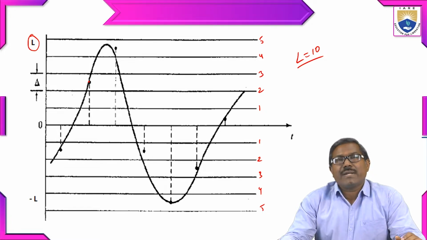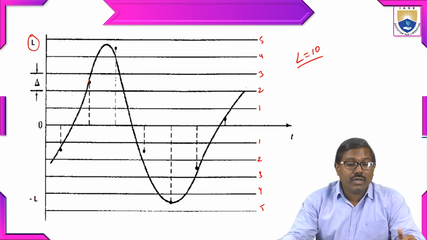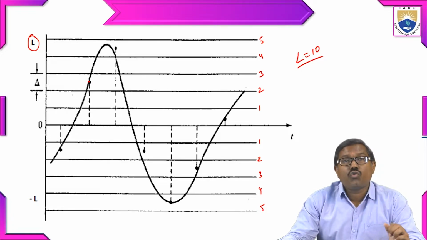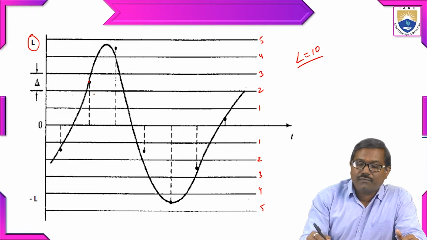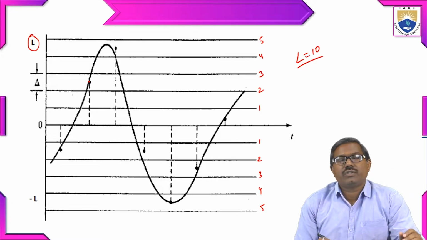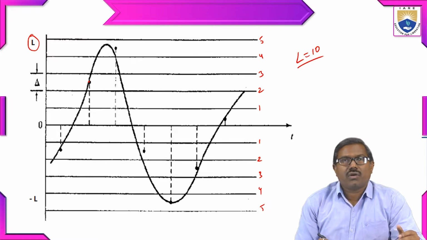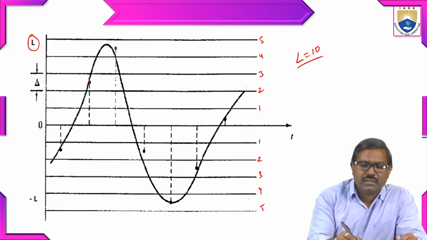By using 10 reference levels, I am going to convert the continuous amplitude into discrete amplitude. Here what I am going to do is round off to the nearest amplitude. Here I can round off to 2 or round off to 3. Why? Because it is in between. It has exactly 2.5 amplitude, so I can round off to 2 or 3. Or in some cases, it is just 2.6.